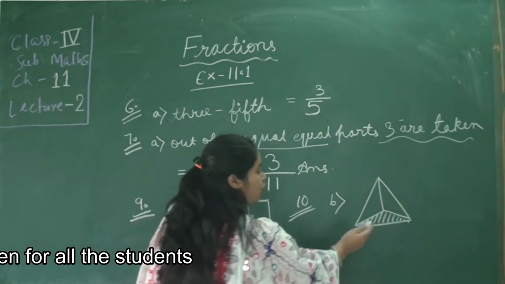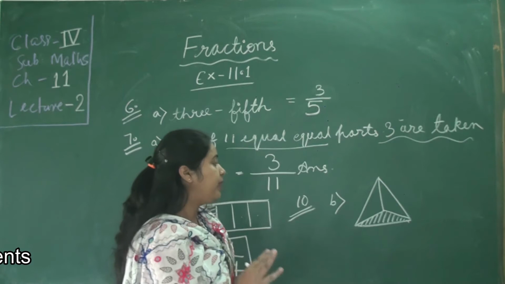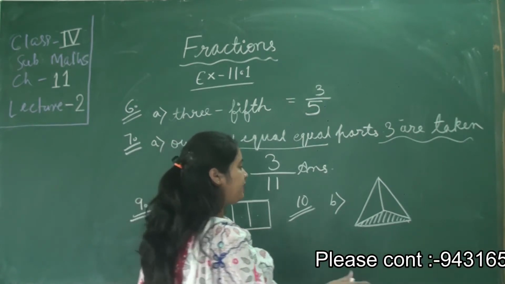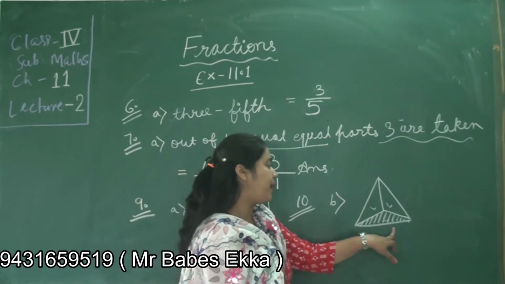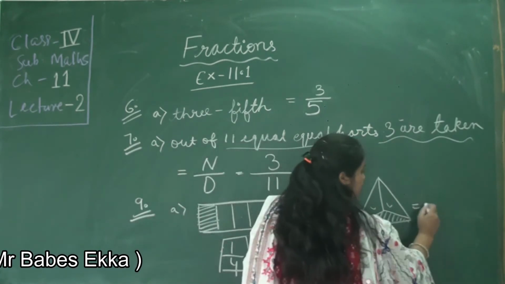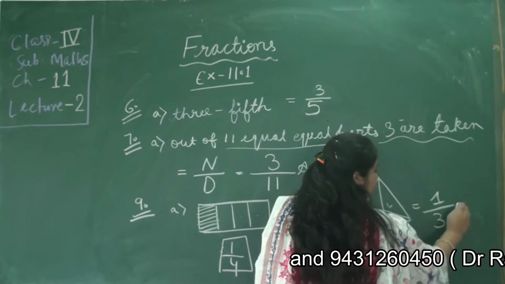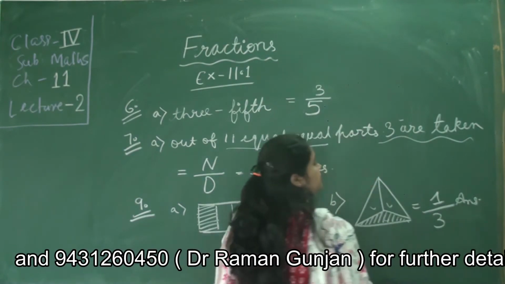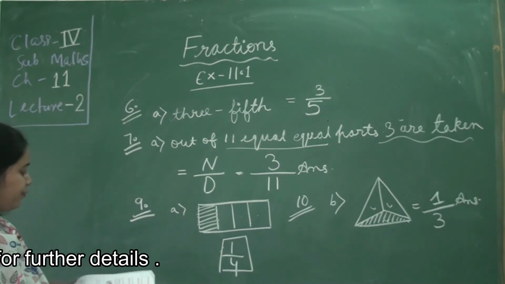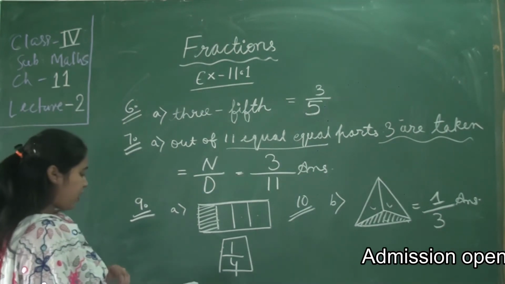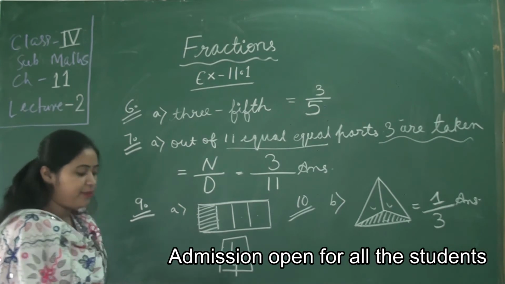First we will see the total number of equal parts. There are 1, 2, 3 equal parts, and among the 3 equal parts 1 part is shaded. So we will write here 1 by 3. This is our required answer. In this way we have solved our exercise 11.1. Now we will solve exercise 11.2.